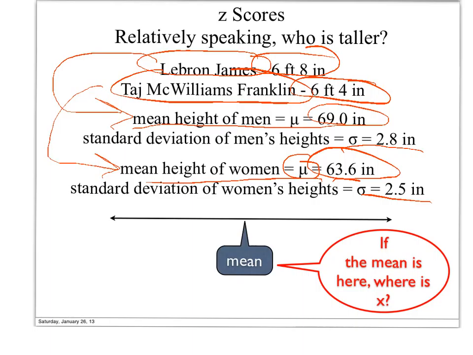Now, we have this information, and we know that LeBron James is taller than Taj McWilliams-Franklin, so we know that if the mean is located in this position, we'll have to go to the right to locate both LeBron James and Taj McWilliams-Franklin, but we don't know enough yet to show exactly how much further away from his mean LeBron James is than Taj is from her mean. So let's see what I mean.